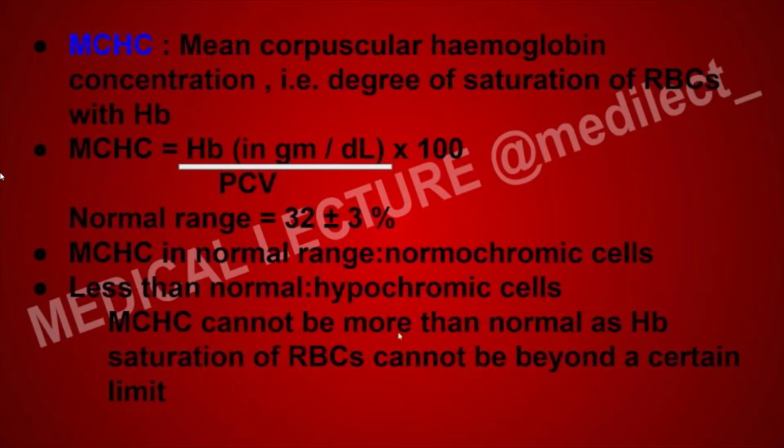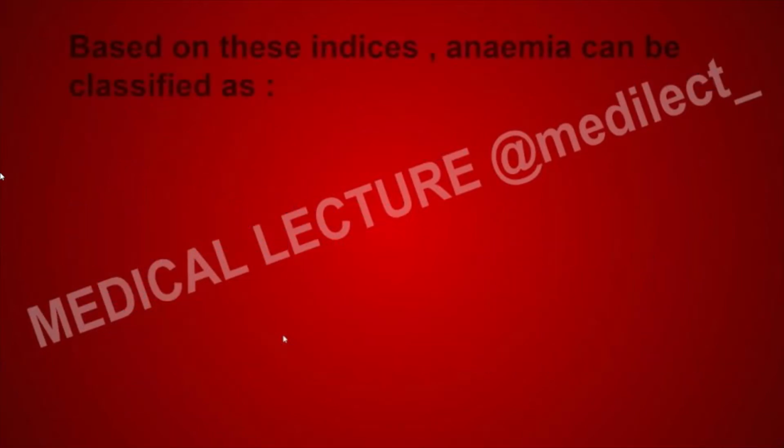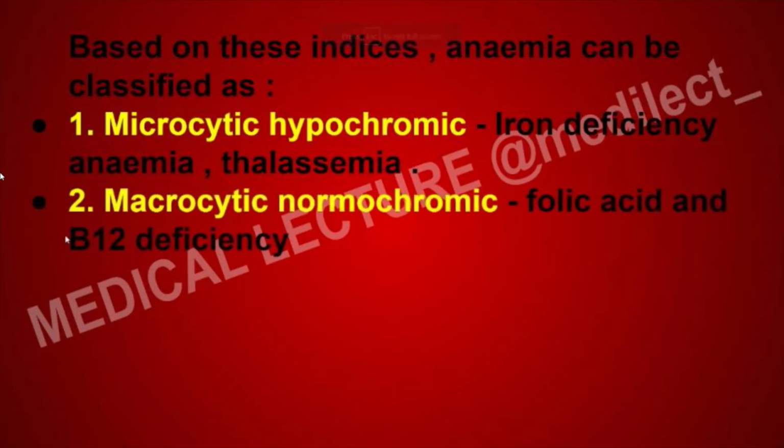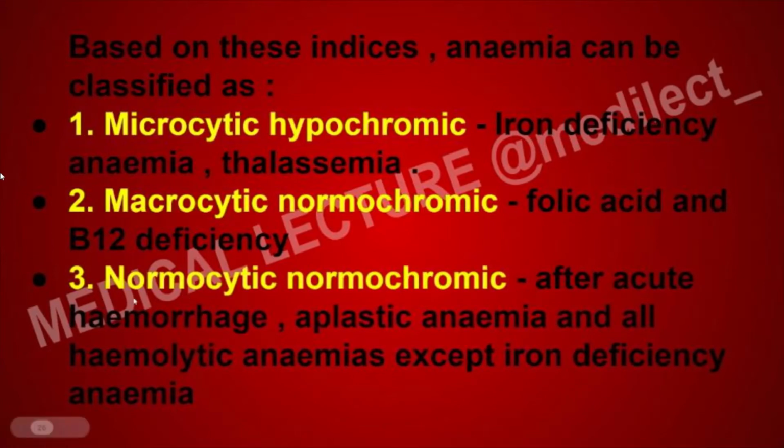Now next, based on these indices, anemia can be classified as microcytic hypochromic anemia, including iron deficiency anemia and thalassemia. Next is macrocytic normochromic anemia, that is folic acid and B12 deficiency anemia, and normocytic normochromic anemia, that is after acute hemorrhage, aplastic anemia, and all hemolytic anemias except iron deficiency anemia. So remember all these important examples, very important.